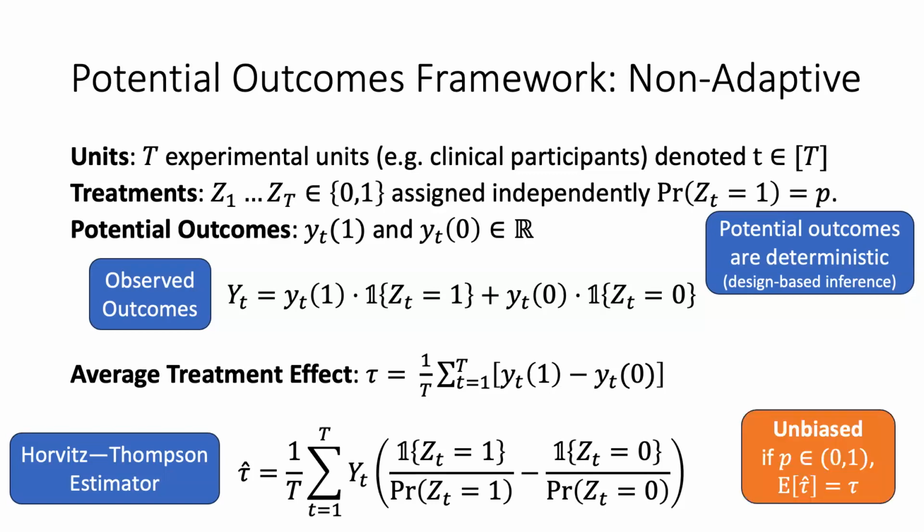And this estimator is unbiased so long as the probability is within (0, 1). A way to see that is to take expectation, move it inside, and you'll see that this term will be 0 if ZT is equal to 0, and it'll be 1 over the probability of ZT being 1 if ZT was equal to 1. The probabilities will cancel out, and we'll get back the average treatment effect. So it's a very standard estimator to use in this setting.